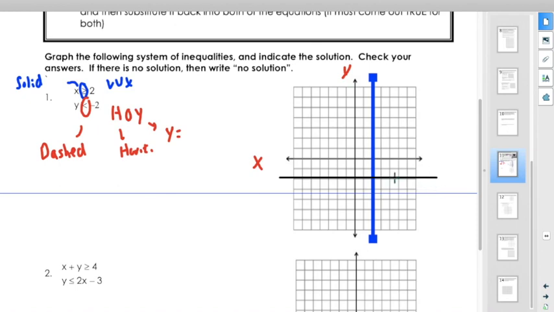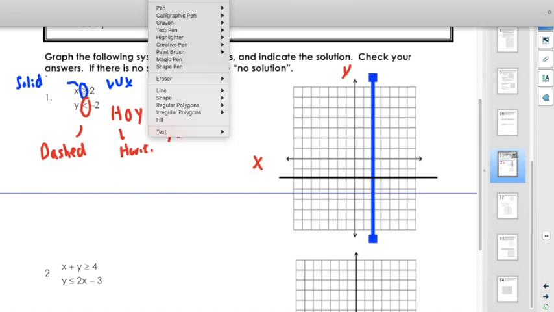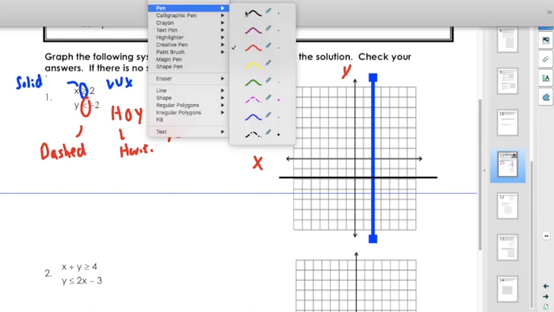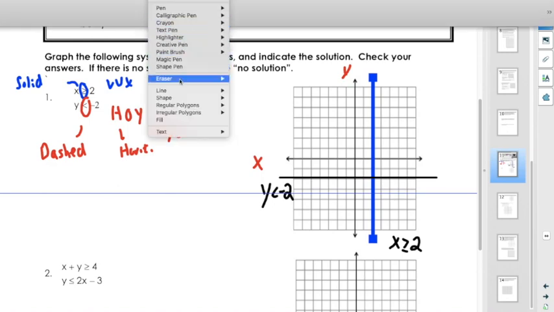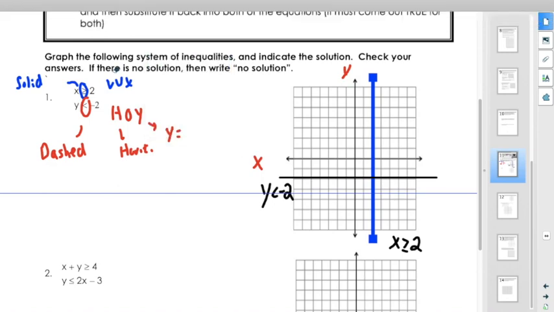There's y is less than negative 2. I'm just going to label these. Y is less than negative 2. And this was x is greater than or equal to 2. Now, we need to figure out, where am I shading? Where are going to be my shading points? Right? So I need to pick my test point.